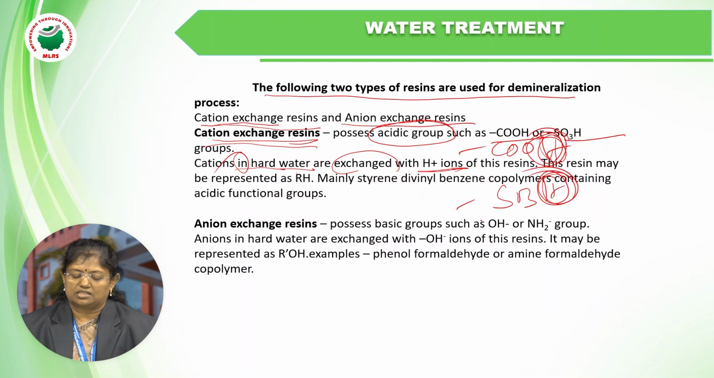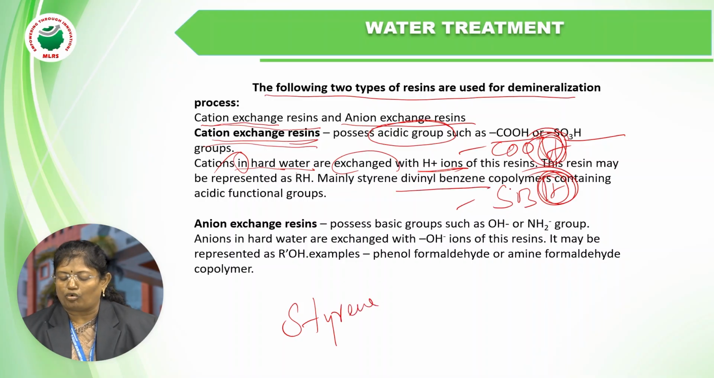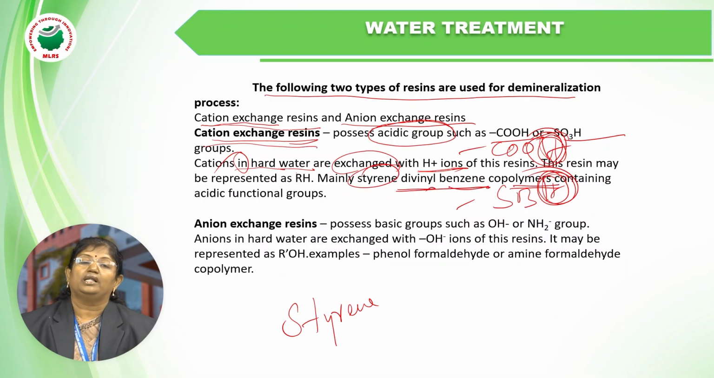And what is this resin called? This cation exchanger is made up of styrene divinyl benzene copolymer. It is a cation exchanger having acidic groups such as COOH or SO3H, which are responsible for the exchange of the cation of the water with the H plus ions of this resin. So that is why acidic functional groups are a must for the cation exchange.